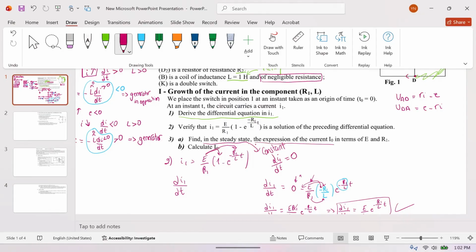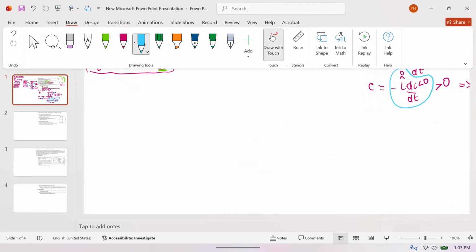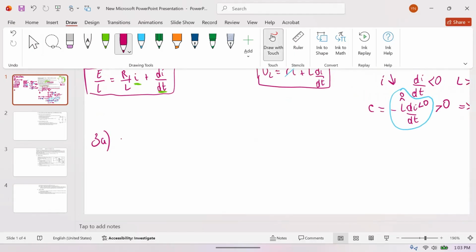Okay, so the expression of the current I0 in terms of E and R1. Now, obviously, in my solution, in the previous question, I1, I don't have a derivative in the first place. Okay, so preferably we use the differential equation because it has I and it has di over dt. And my main goal is to use di over dt because they specifically said steady state. So this word steady state, I have to benefit from it. And the only way I can benefit from it is by rewriting the differential equation because it has di over dt.